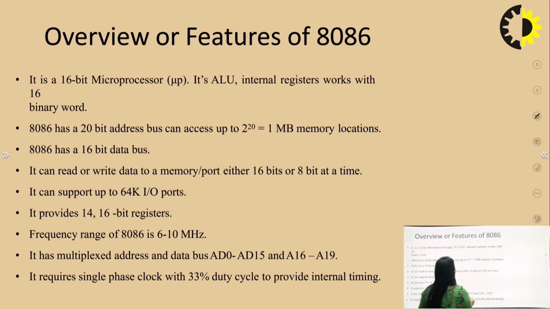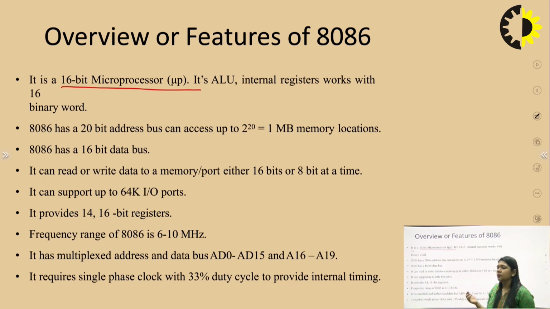So here, being a 16-bit microprocessor, its ALU and internal registers all work in 16-bit. 8086 has a 20-bit address bus. A 20-bit address bus means that we can count the memory locations by 2 raised to power n, which will be equal to m, where n is our number of address lines.